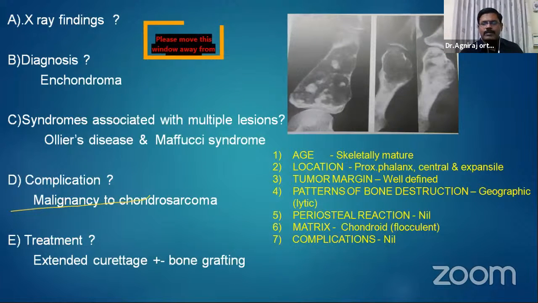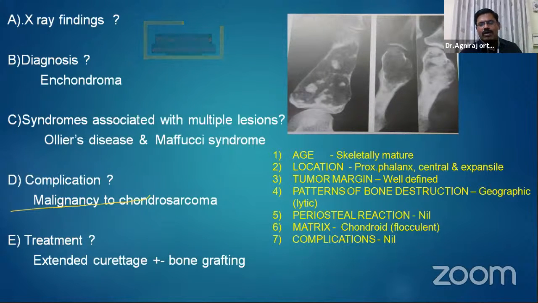Skeletally mature, proximal phalanx, central tumor, margin well defined, pattern of bone destruction geographic, no periosteal reaction. Matrix is chondroid. It is flocculent. You can also say stippled. That is not a problem. Stippled, flocculent, you can interchange.